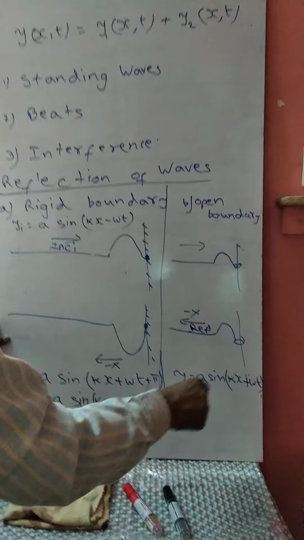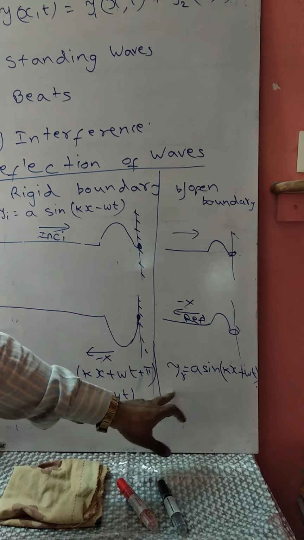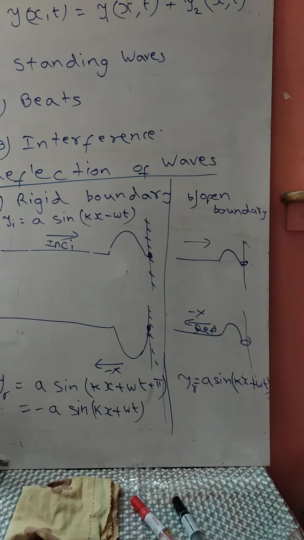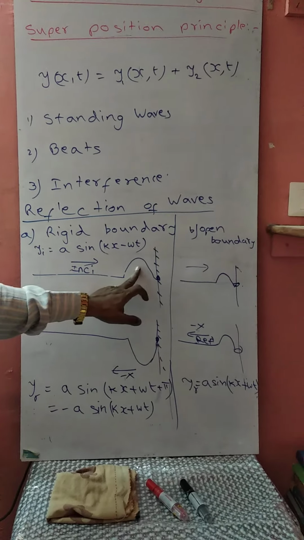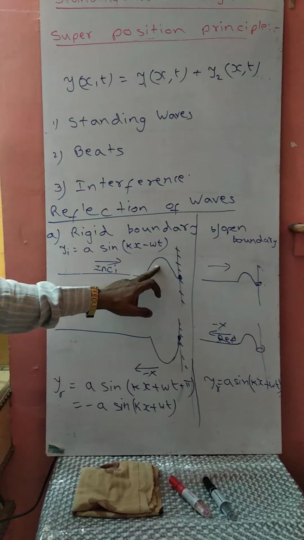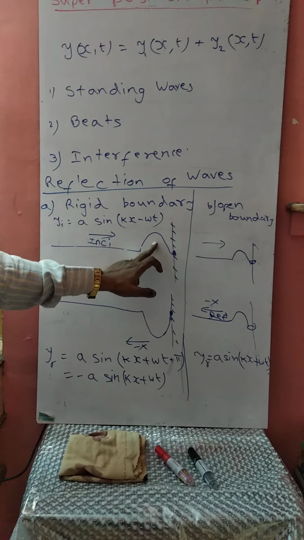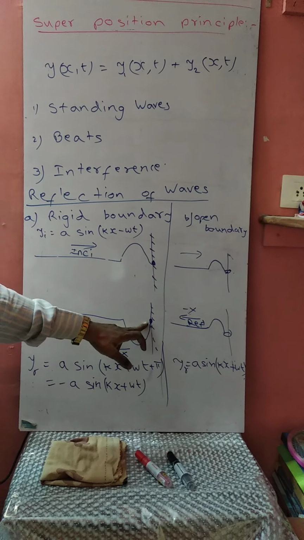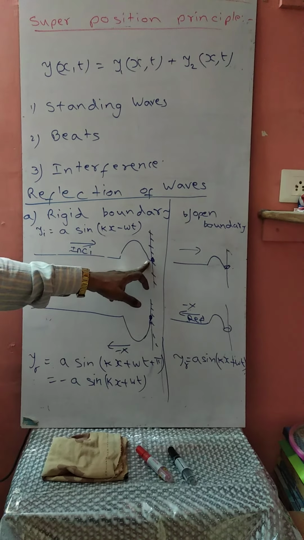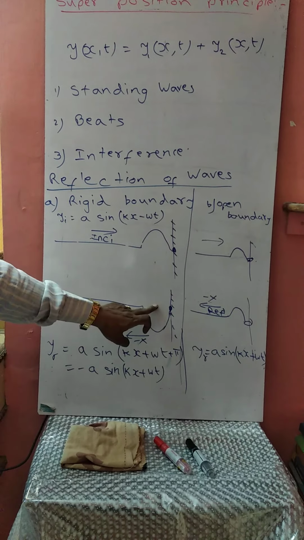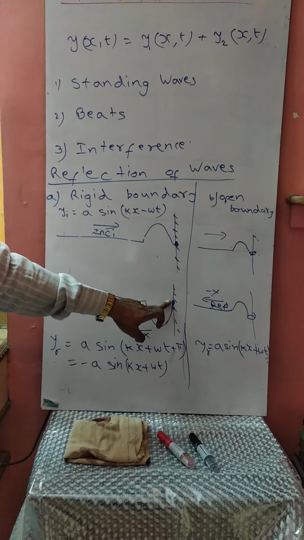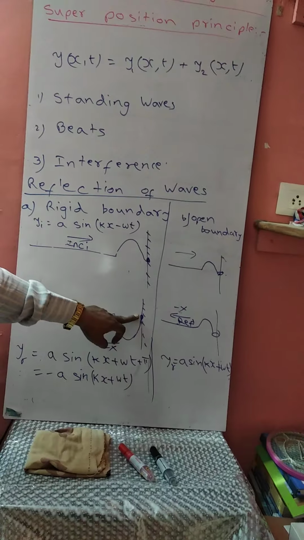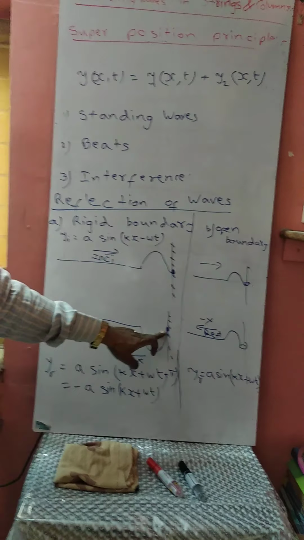So, there is no phase difference, so the reflected wave displacement is a sin(kx + ωt). And if you take the superposition of the wave or pulse at the rigid boundary, you can imagine this and this overlap, then the resultant displacement is going to become 0. So at the rigid boundary, the superposition of incident and reflected waves gives 0 displacement or 0 amplitude, and that means a node takes place at this rigid boundary.